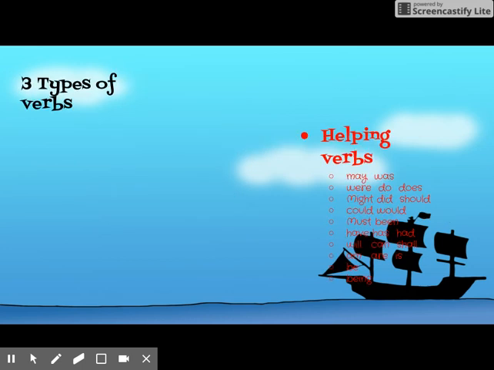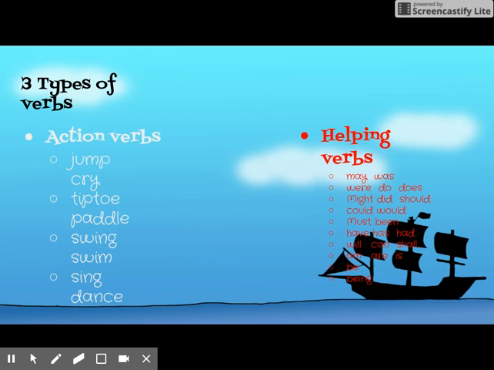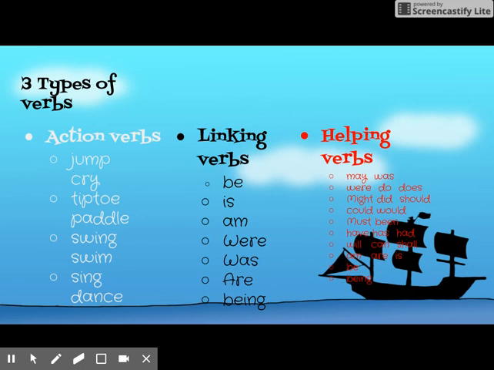There are 3 types of verbs. We have our helping verbs, and if you notice, those are over on the right. We have our action verbs like jump, cry, tiptoe, so on. And then we have our linking verbs in the middle. Now, linking verbs can sometimes be categorized as a helping verb, but you want to just really kind of separate them out for right now.